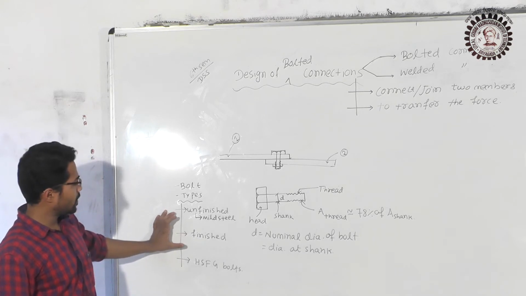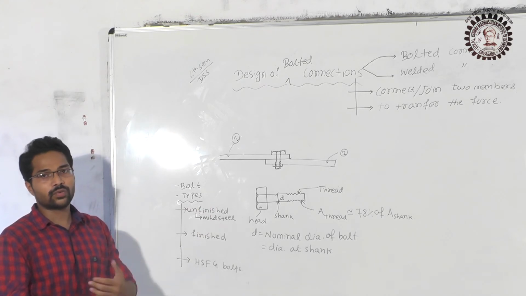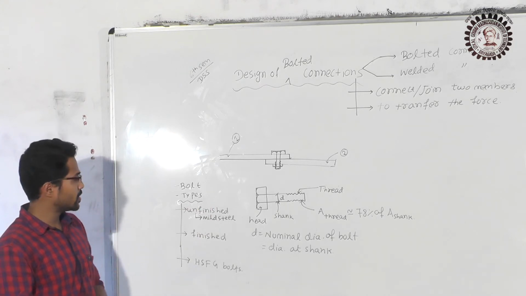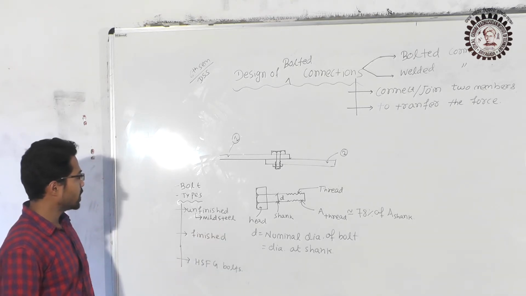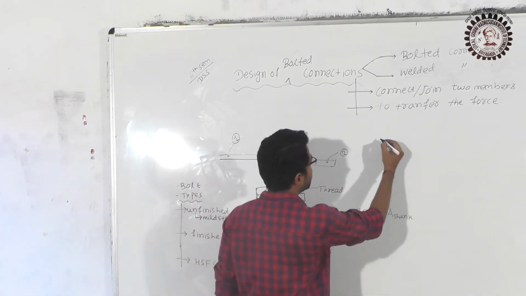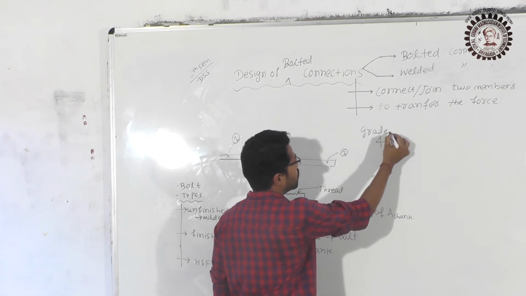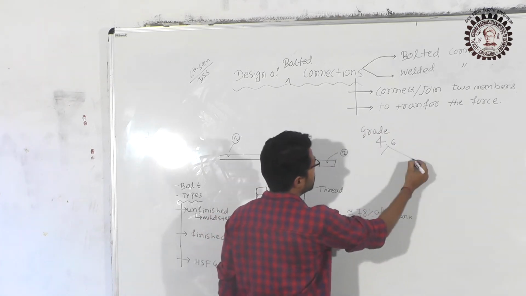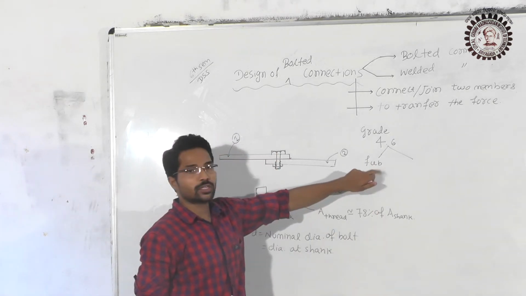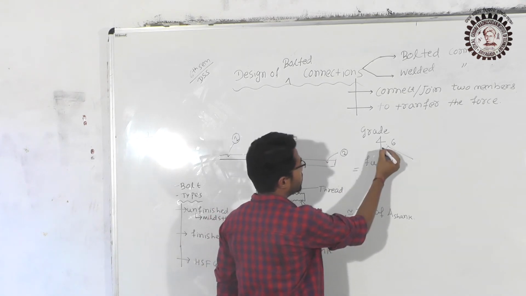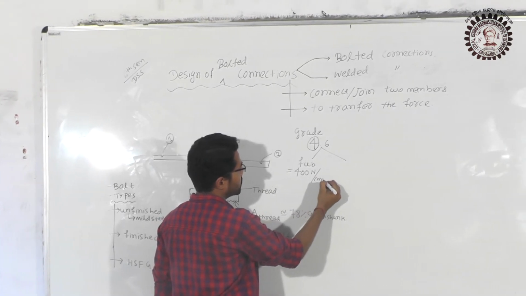And next thing, as it is an unfinished bolt, actual contact will be less, friction will be less, so loose contact will be there in case of unfinished bolt. Actually the bolt grade is specified by 4.6. Generally we write grade 4.6 bolt, which means the ultimate strength FUB, ultimate strength of bolt, is equal to, here it is written 4, so it will be 400 Newton per mm square.